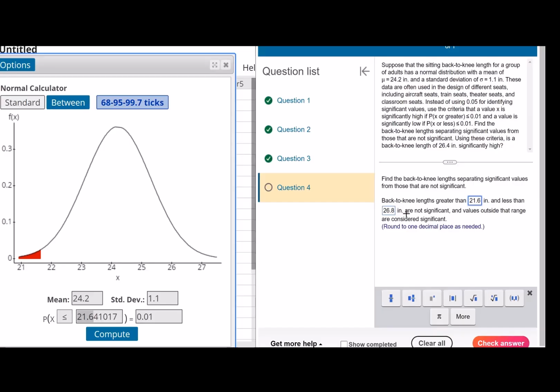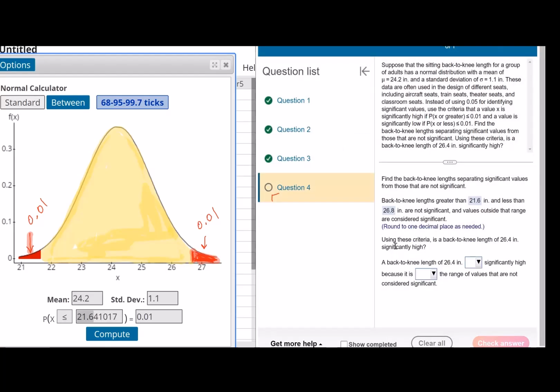We really want the area. Our largest value was 26.8. We want this area that is in yellow. In red is the part that I do not want. This probability here is 0.01, and this probability here is 0.01, which is the same area on both sides.